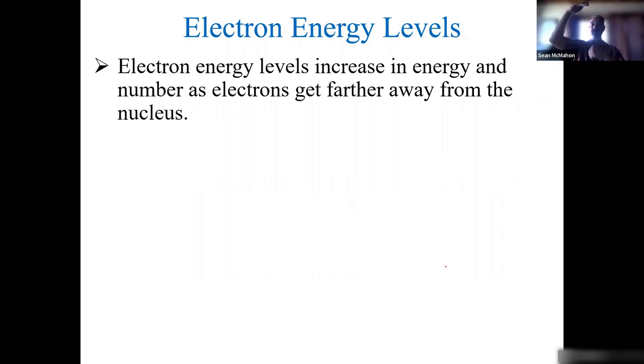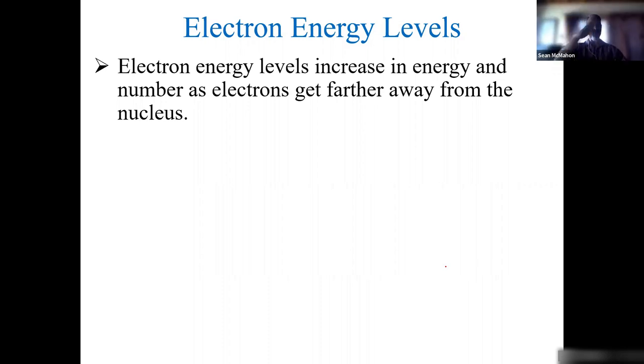They have more energy because there's a larger distance to the nucleus that carries the positively charged protons. The electrons in the energy level are negatively charged, and they have that attractive force. That's the potential energy. So the greater the distance, the more energy, the higher the energy level.